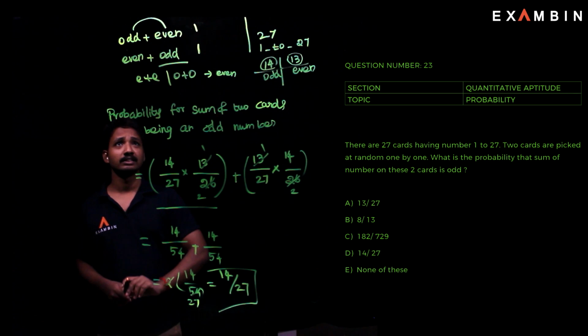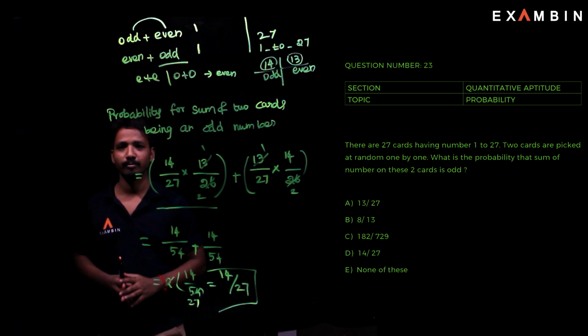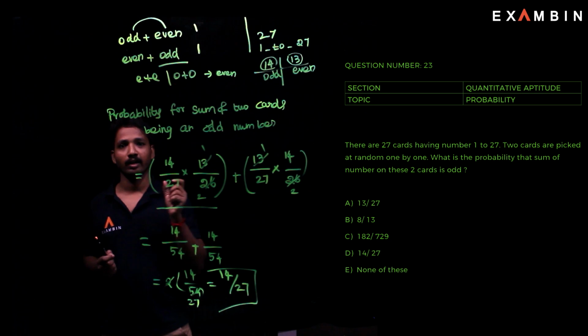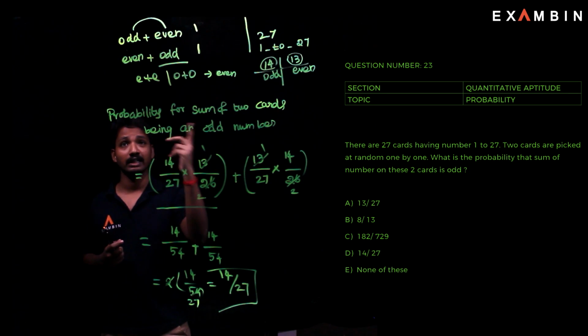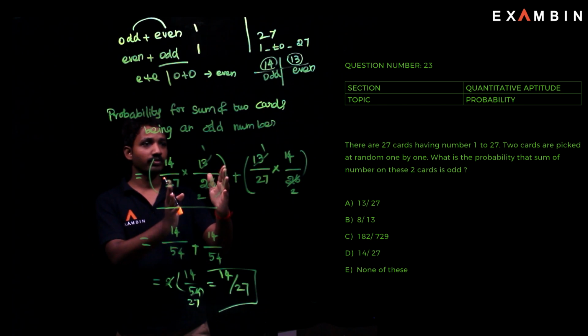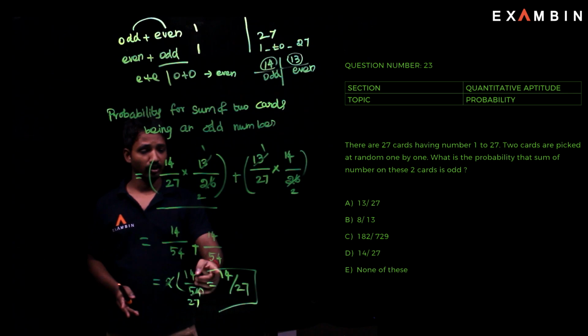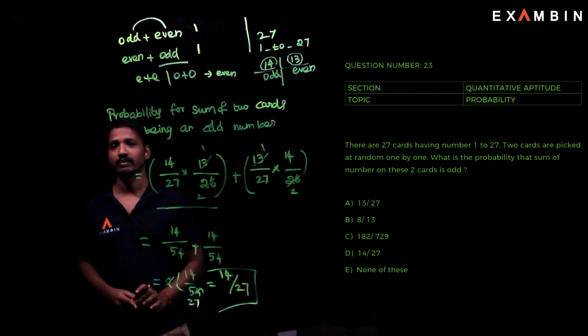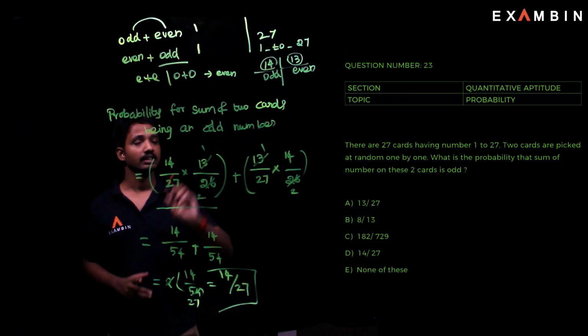I am recapping these things. To get an odd number by adding two numbers, you need to pick one odd and one even number. That may be odd-even or even-odd. So calculating probabilities for these two sets, we can conclude that 14 by 27 is the right answer. D is the right answer.